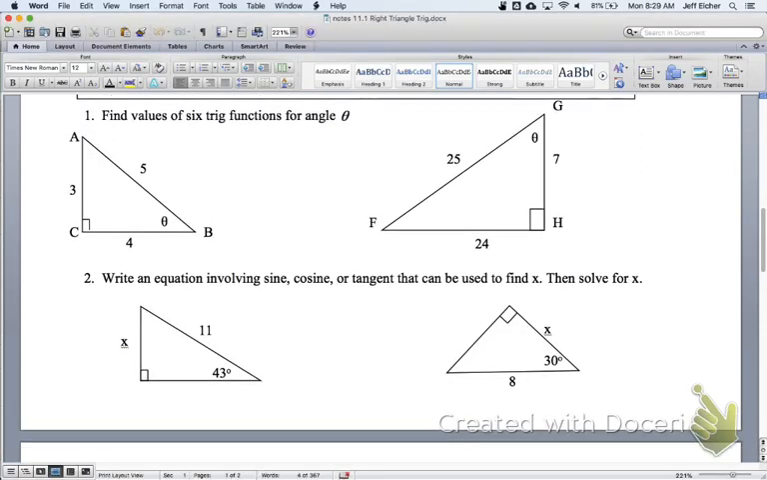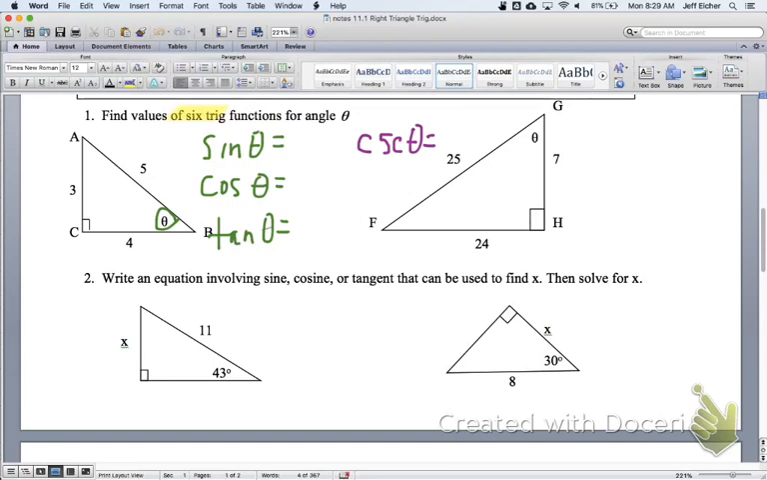This first question, we're not going to be solving anything. We're just making sure you get the idea down, stating the 6 trig functions for angle theta. Theta's right down here. So we have sine of theta equals, cosine of theta equals, tangent of theta equals. We also have the 3 reciprocal functions. The reciprocal of sine is cosecant, CSC theta. And then the reciprocal of cosine is secant theta. And then cotangent theta.